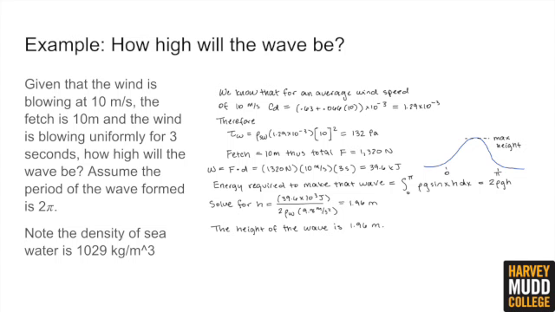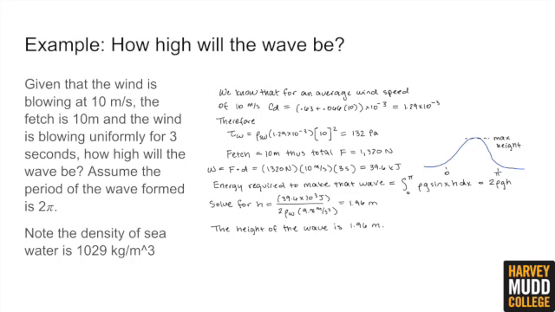And we have the density of seawater, so let's assume that this is out in the ocean, is 1,029 kilograms per meter cubed. So go ahead and pause the video if you want to try, and I'll be back if you want to work it out together. So now let's go ahead and work it out together.